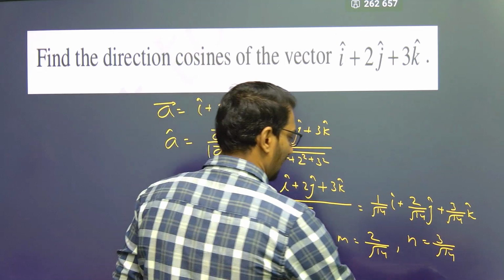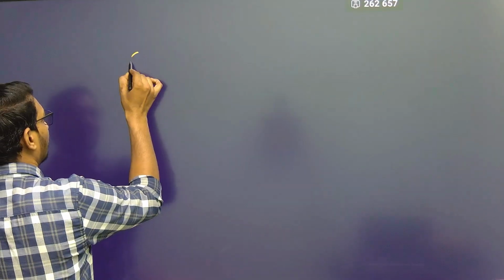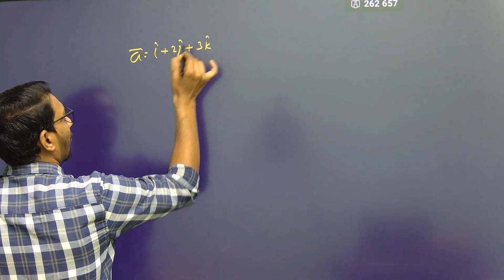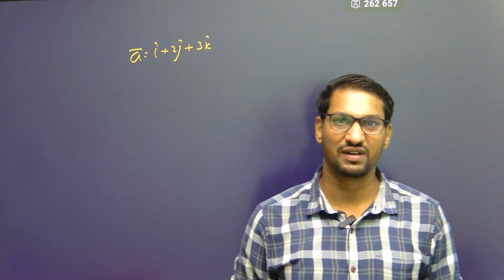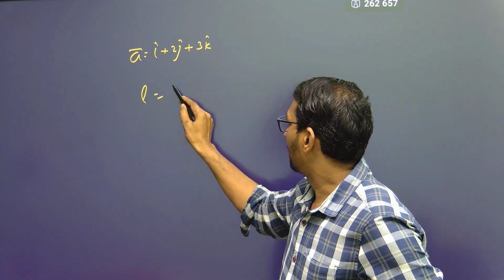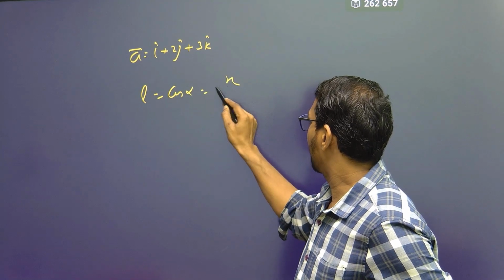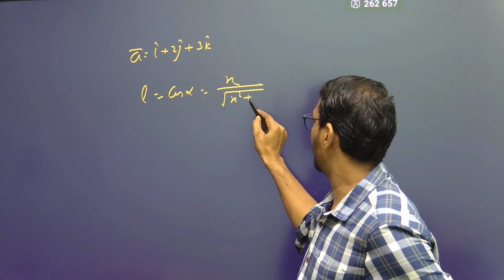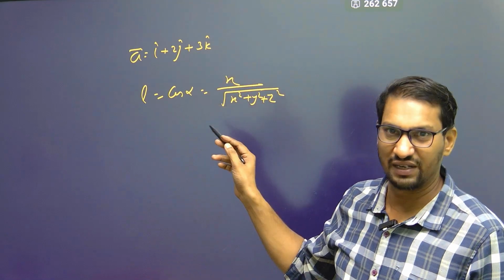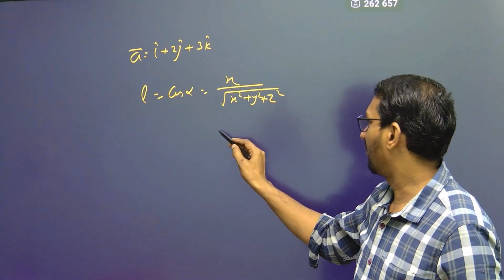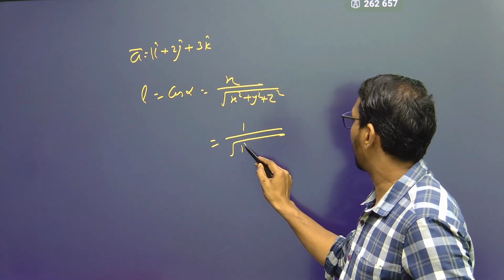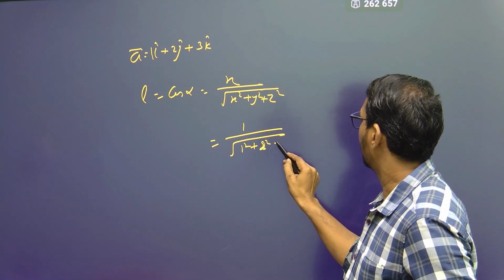We can also solve this question like this: i cap, 2j cap, 3k cap. We can directly put it in the formula of direction cosines which we got in the previous slides. L equal to cos alpha equal to x upon square root of x square plus y square plus z square. So we can directly put in the values and get the values of L, M, N from this. Here x is 1, so 1 upon square root of 1 square plus 2 square plus 3 square.